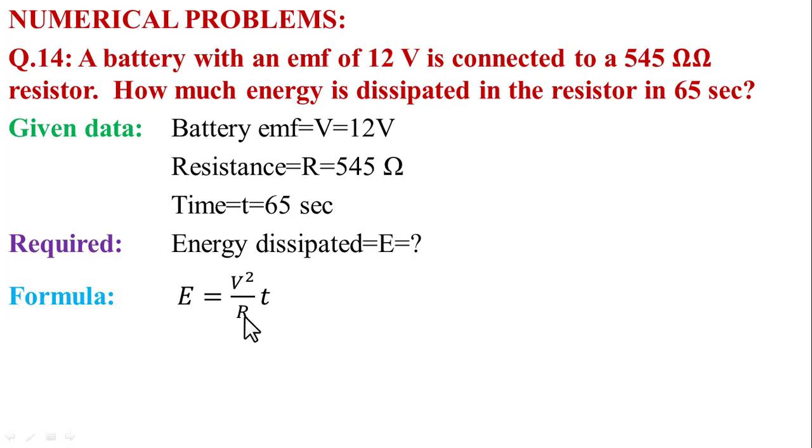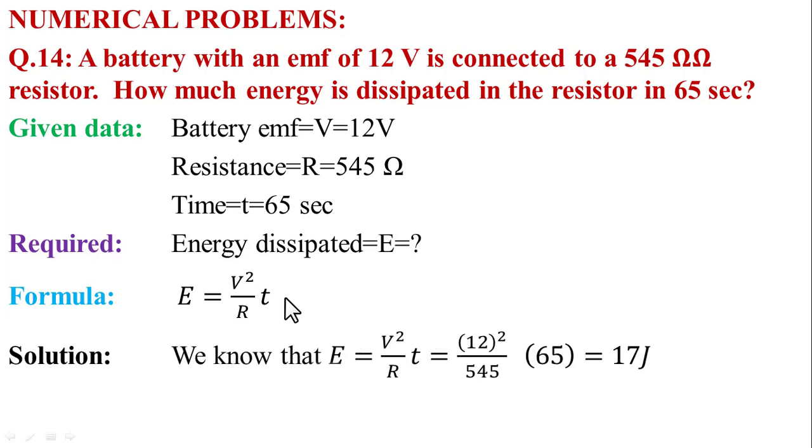Or also we can say that energy E is equal to V square upon R multiplied by T. So in our solution, we know that energy E is equal to V square multiplied by T divided by R. Here 12 is the volt EMF, so 12 square divided by 545 multiplied by 65. So the answer is energy E is 17 joule. Now we can say that energy E is equal to 17 joule.